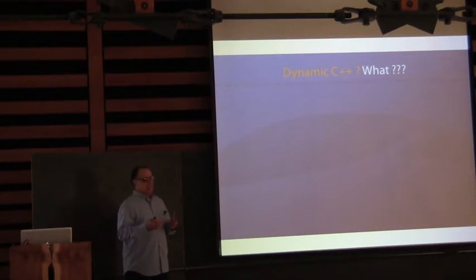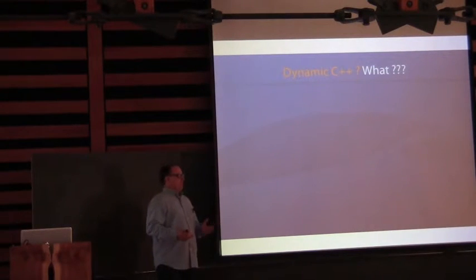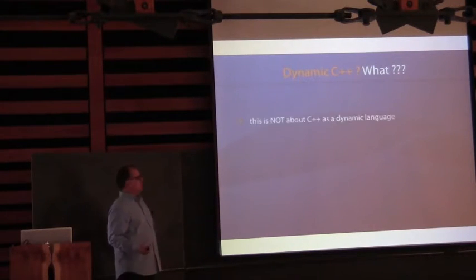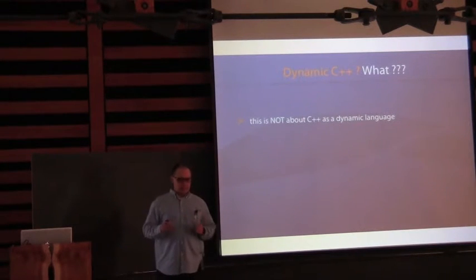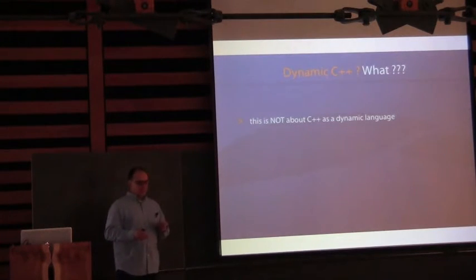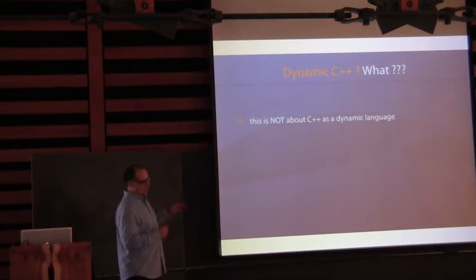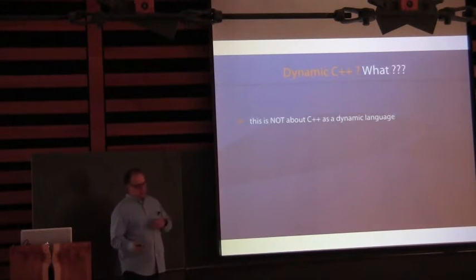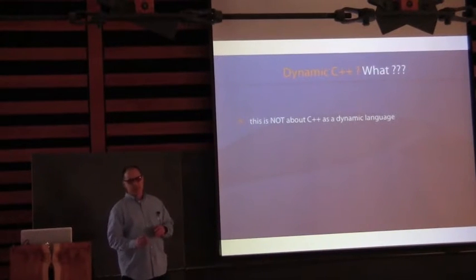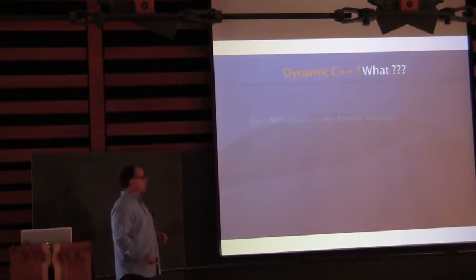People, when they see dynamic C++, think, what the heck is this about? And of course, it's not about C++ being a dynamic language. C++ is a statically typed language. It's a strongly typed language with some weaknesses in its type system, which, as we'll see later, can be conveniently utilized and taken advantage of to actually create this dynamic-like behavior.